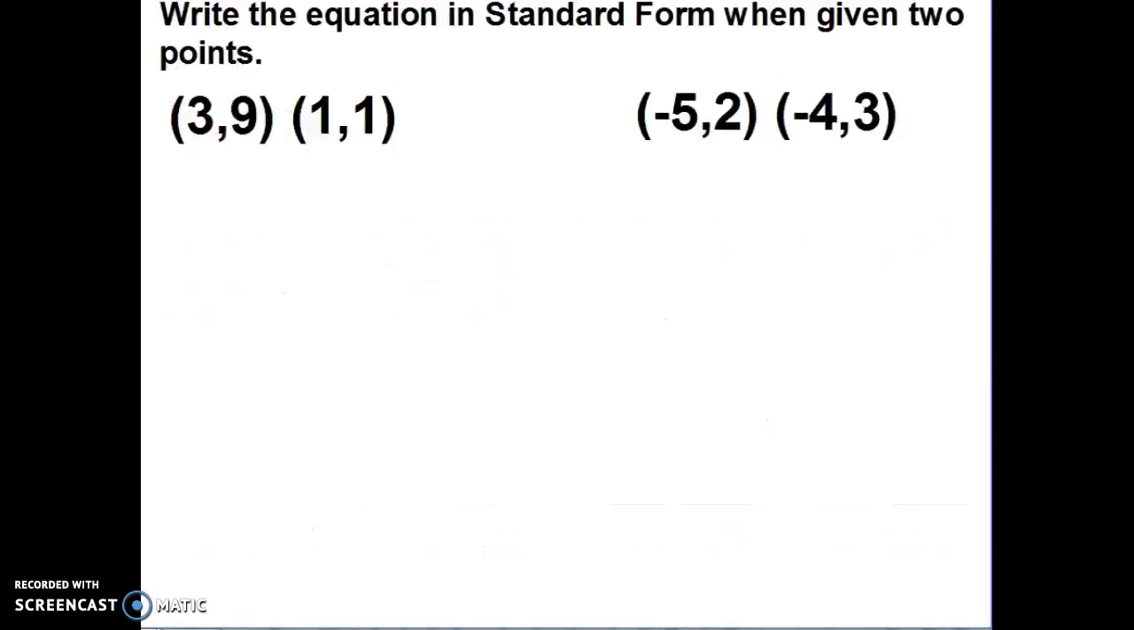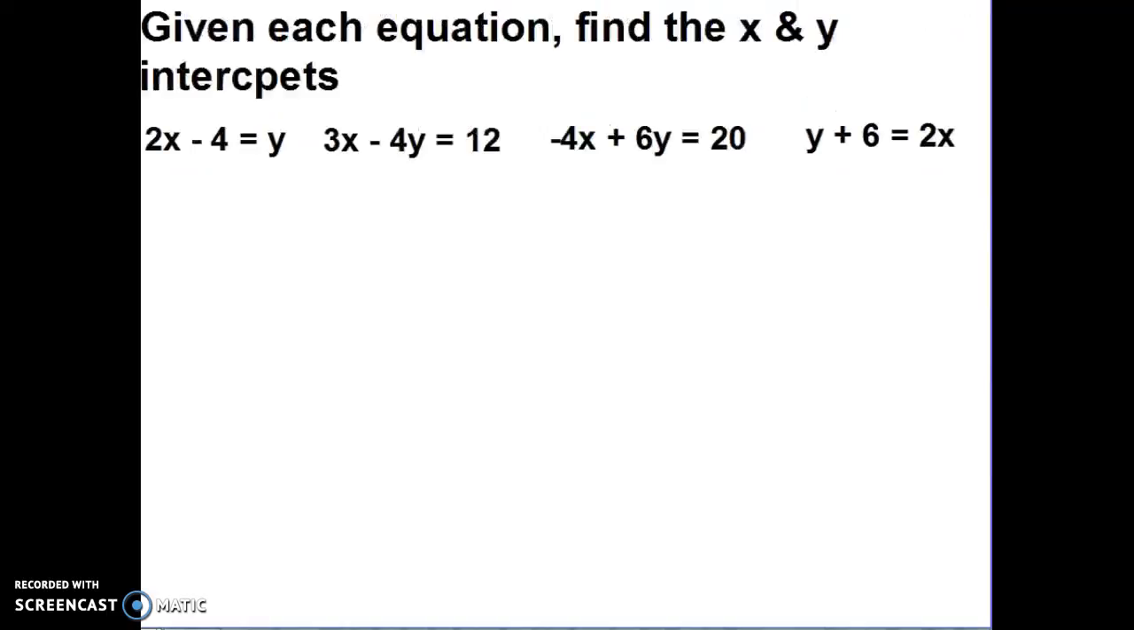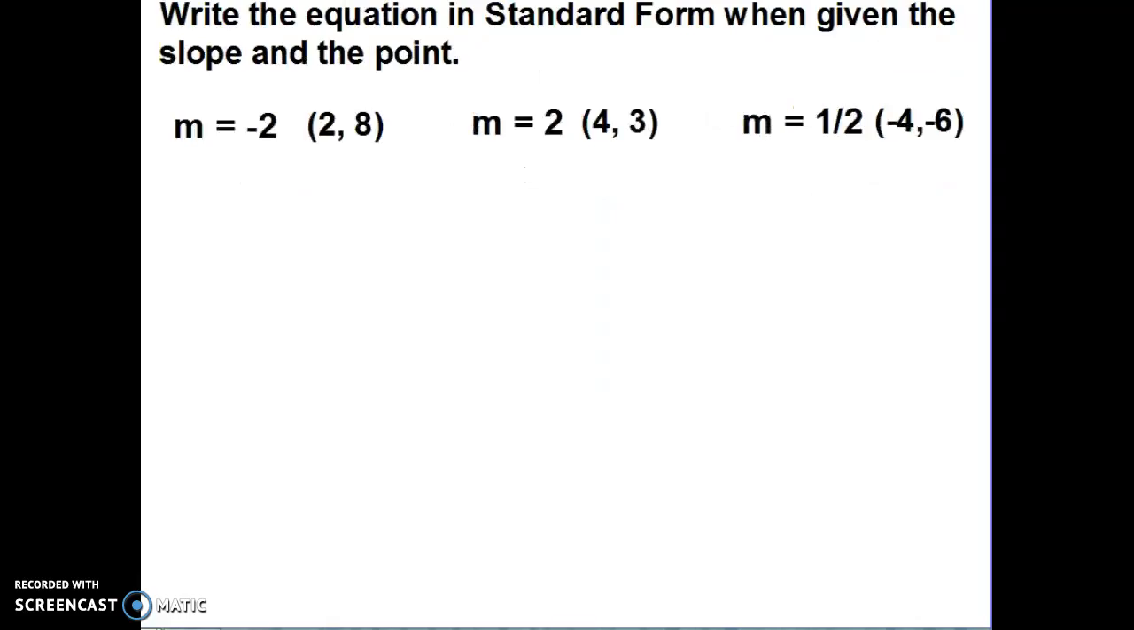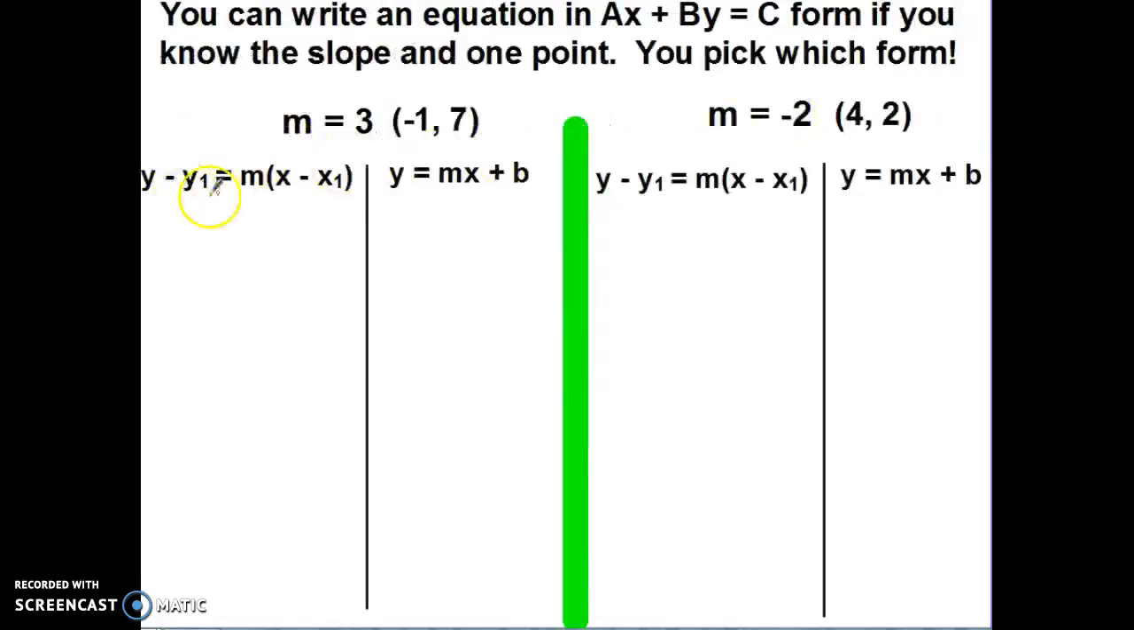So today, what we're going to do, I have to go back to the actual notes, which is here. You can write an equation in standard form, ax plus by equals c, if you know the slope and the point. And you pick which form you want to use. So I'm going to show you 2 ways, and then you're going to pick a way to do that.